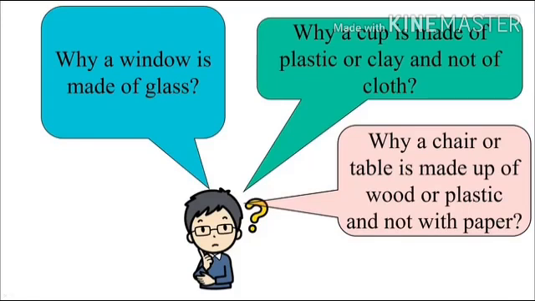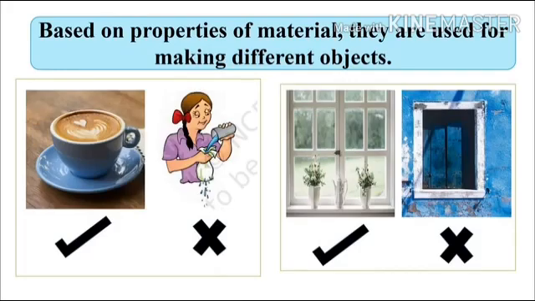Now we know that there is a variety of materials and these materials are used to make different objects. But how do we decide that a particular material is suitable for making a particular type of object? Why is a window always made of glass? Why is a cup made up of plastic or clay and not of cloth? Why is a chair or a table made up of wood or plastic and not paper? The answer is very simple. Based on properties of material, they are used for making different objects.